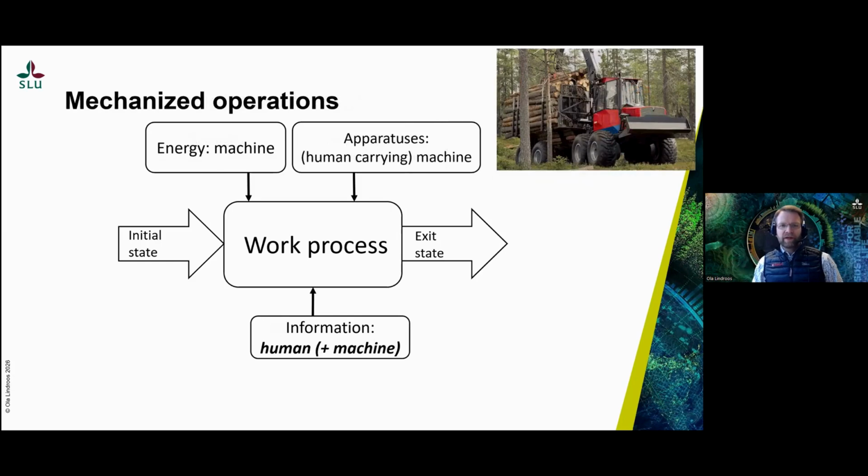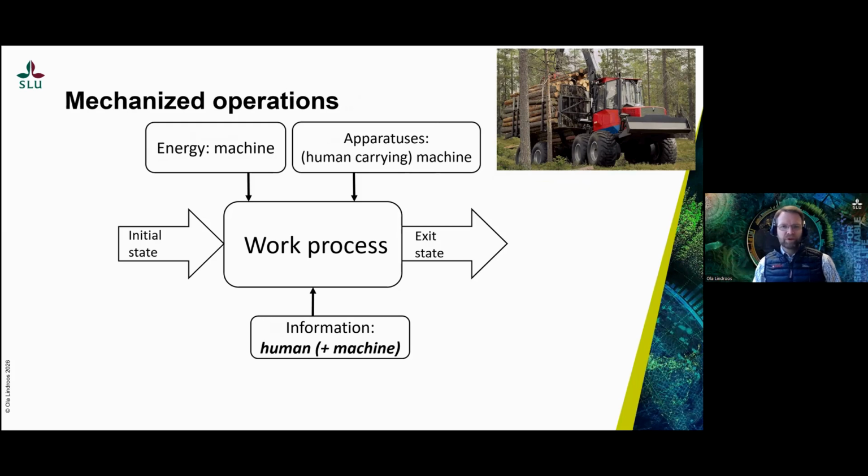And then we have the major part of the harvesting, which is, of course, done with machines, quite advanced machines also. So then you go to fully mechanized operations, with the apparatuses being machines that are carrying the humans, and the information is the only thing that the human is providing. And the machine is providing more and more of this information, which we will see examples of later on.